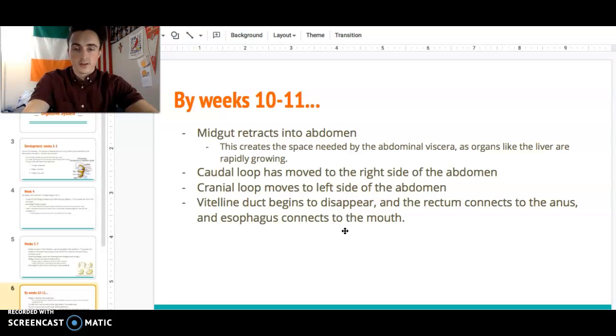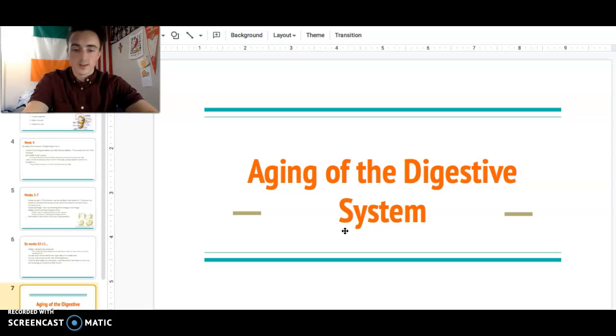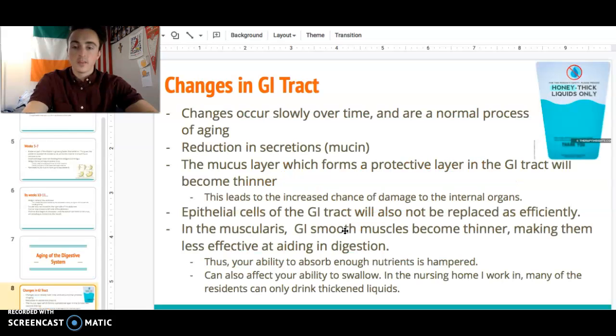From here until birth, the digestive system is just continuing its development, and most of the major organs are in place at this point. Now I'm going to talk about the aging of the digestive system.